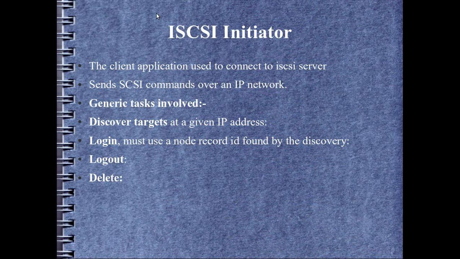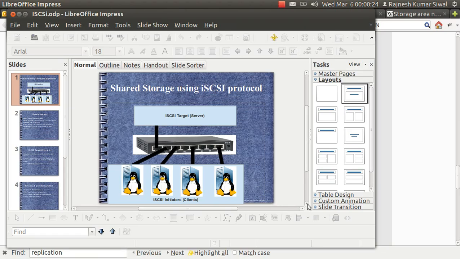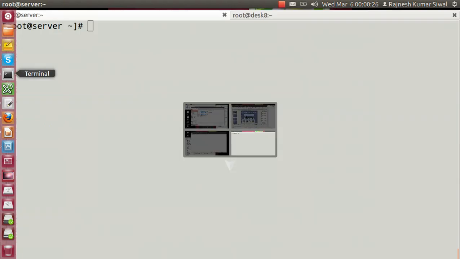Secondly, after we have a list of LUNs that is exported by a particular target, we can just log in to one. If we are able to log in to that LUN successfully, we will have a new block device in the node, and that block device is now ready to be used. We can log out to release that particular block device, or we can just delete it in case we don't want that block device anymore. Now, coming on to the lab.